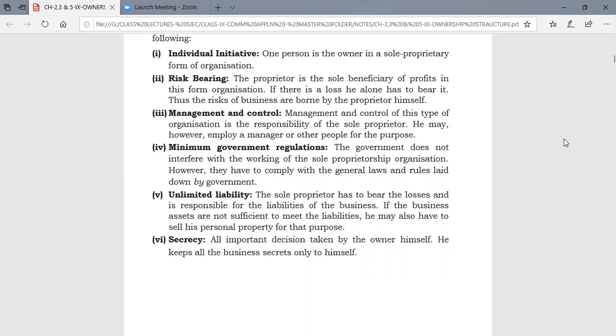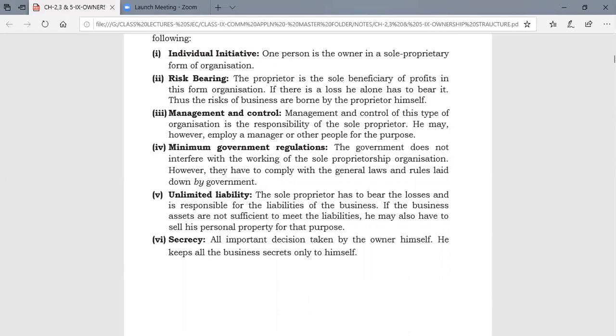Minimum government regulations. This type of organization, starting from the formation till the filing of returns and other things, has very minimal government regulations. There are no such hassles in forming these organizations and running them. Clear?